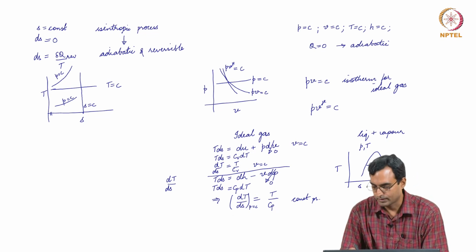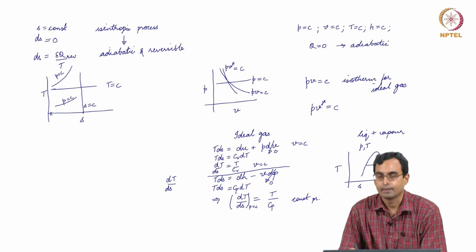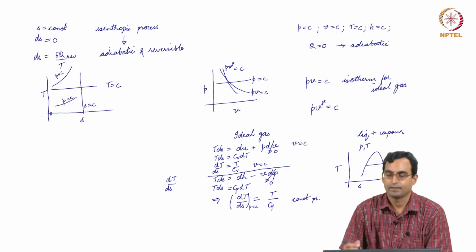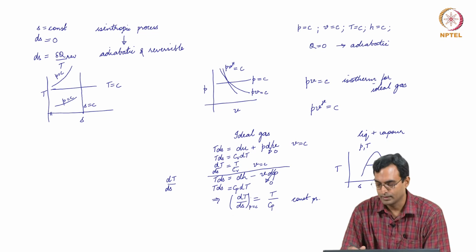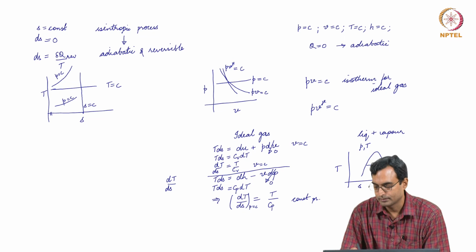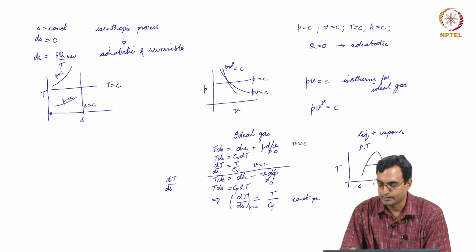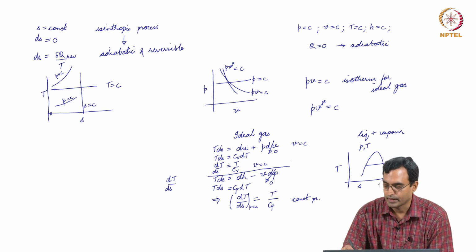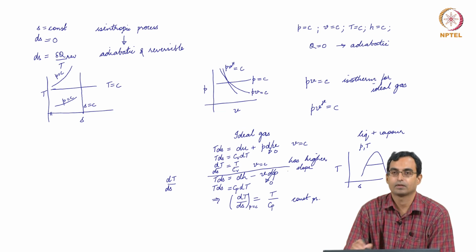For a constant pressure line it is T by Cp. For an ideal gas, I know that Cp is larger than Cv. Cp by Cv is gamma, Cp minus Cv is R. I know Cp is larger than Cv. So, T by Cp, because this is larger and it is in the denominator, is going to be smaller than T by Cv, which means the constant volume line has a higher slope than a constant pressure line for an ideal gas on a TS diagram.